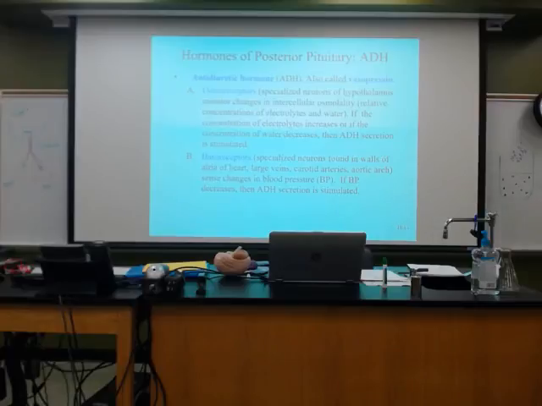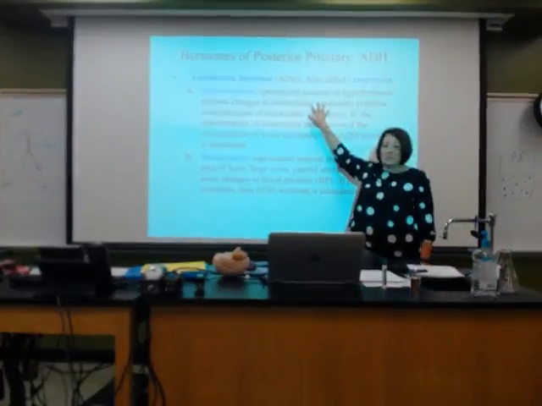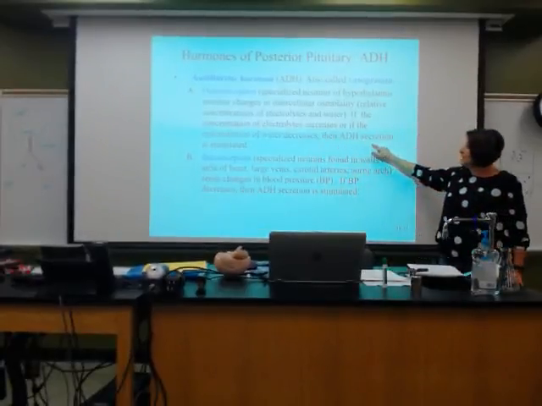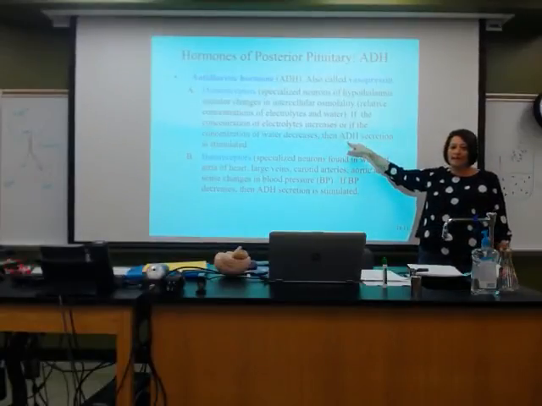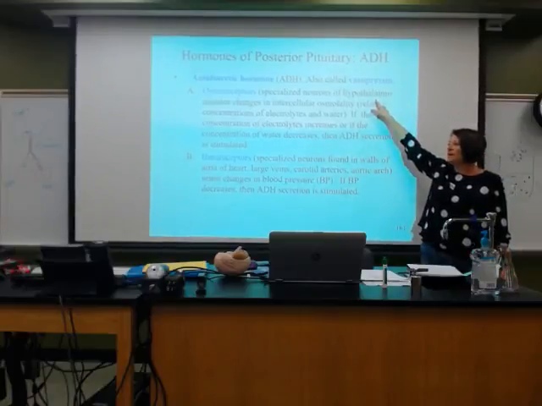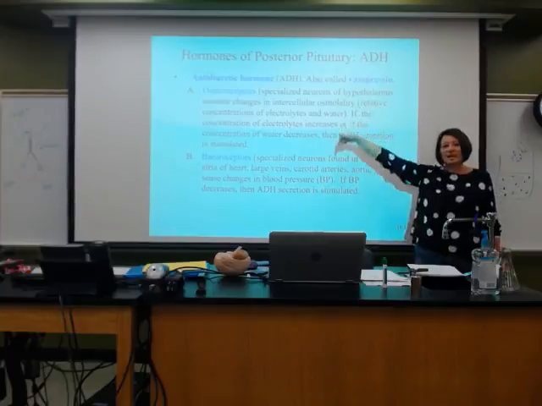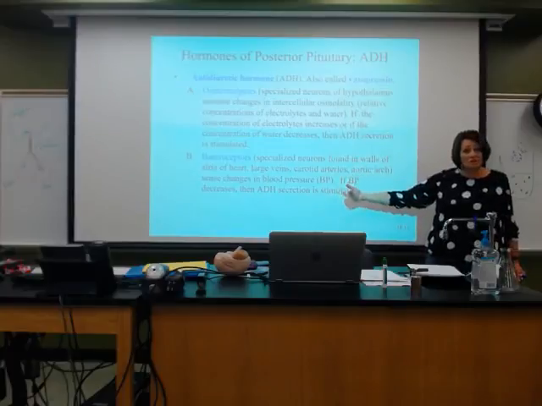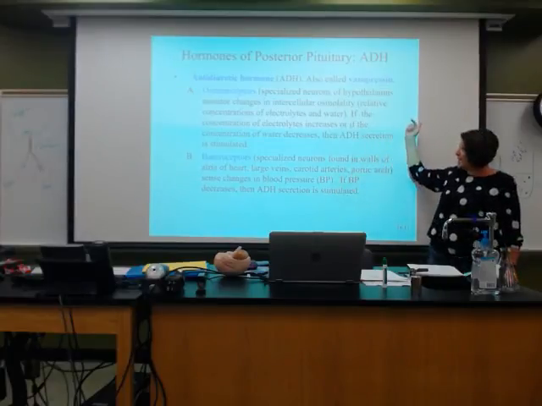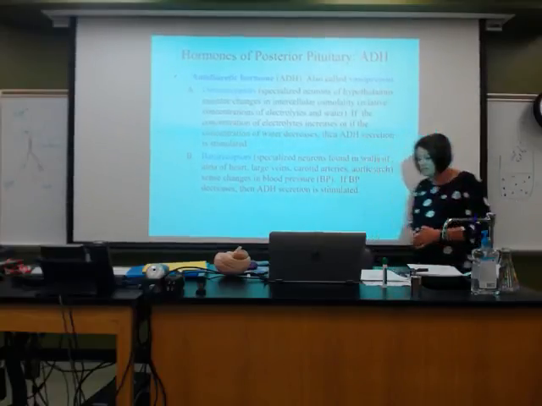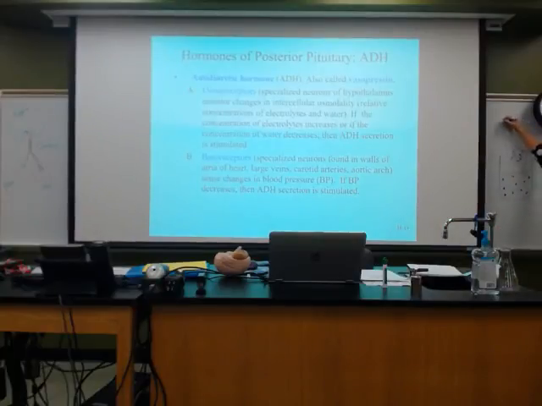So what's going to happen? Osmoreceptors are picking up that information. So they need, at this point, ADH. So we have the osmoreceptors in the hypothalamus. The hypothalamus has a direct connection to the posterior pituitary, which produces ADH, and it's saying, give me ADH, give me ADH. So in that posterior pituitary, ADH gets produced.